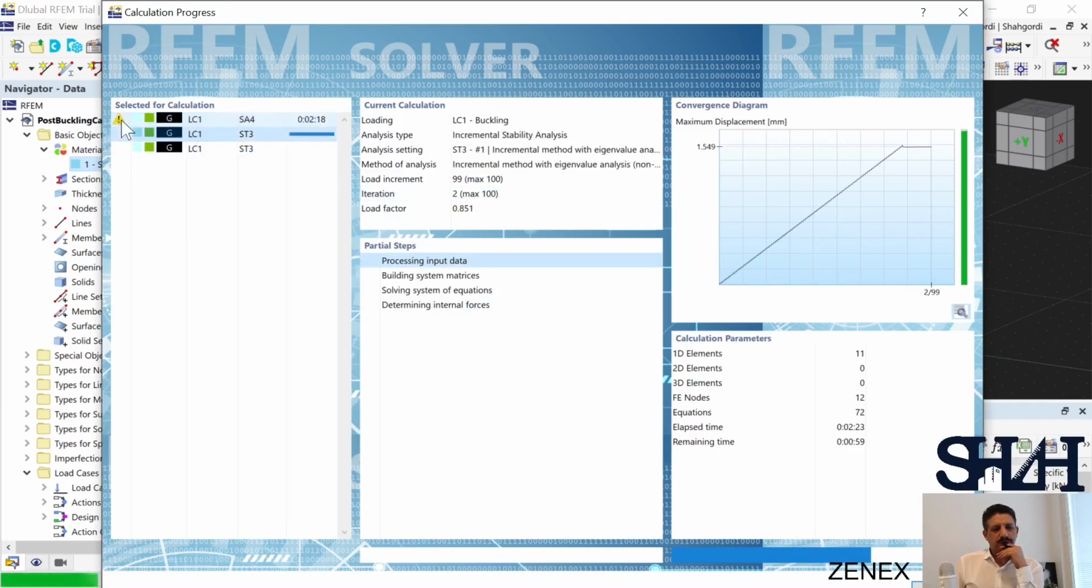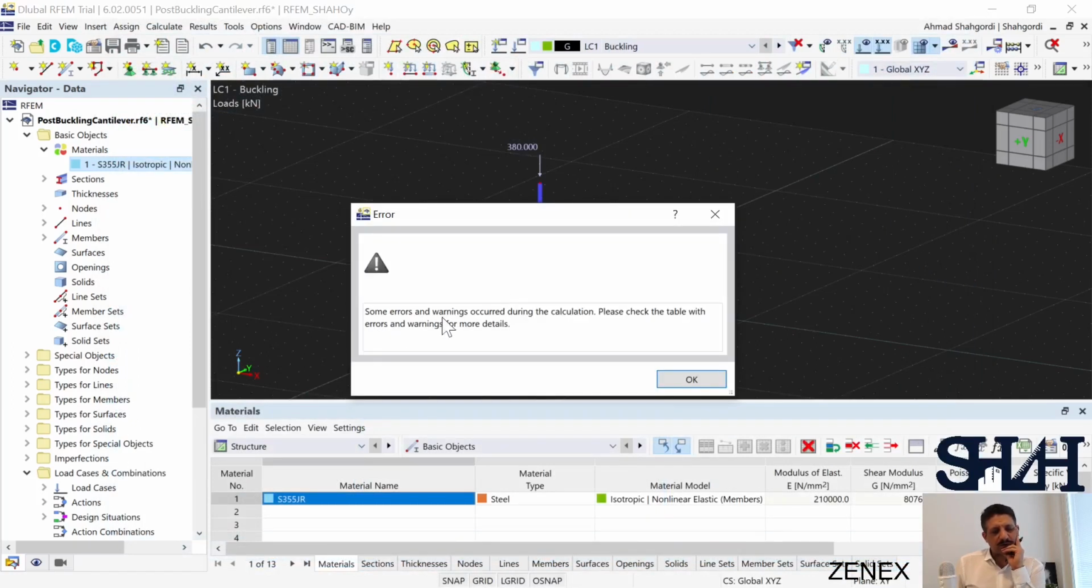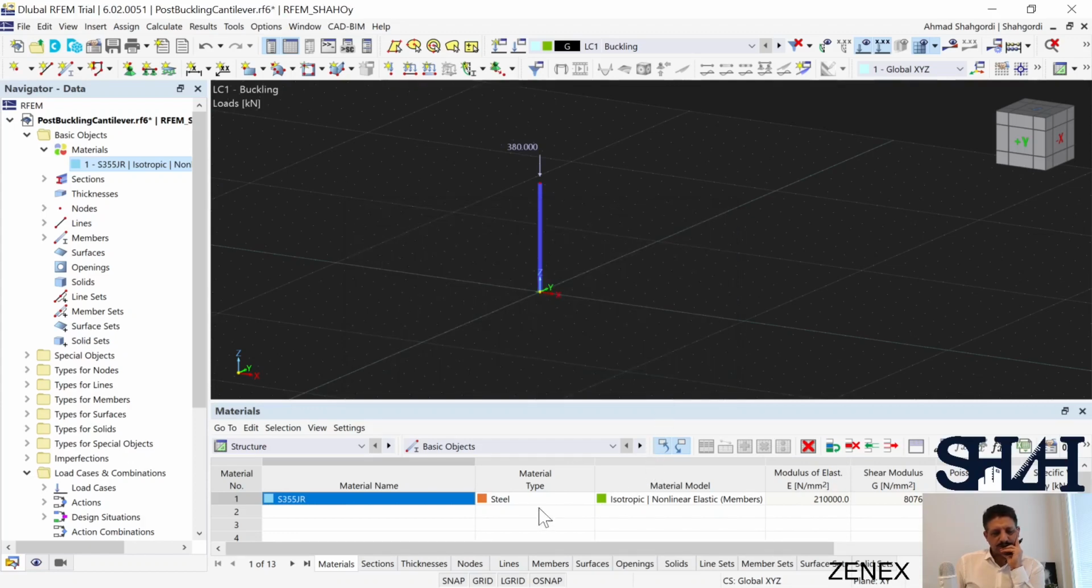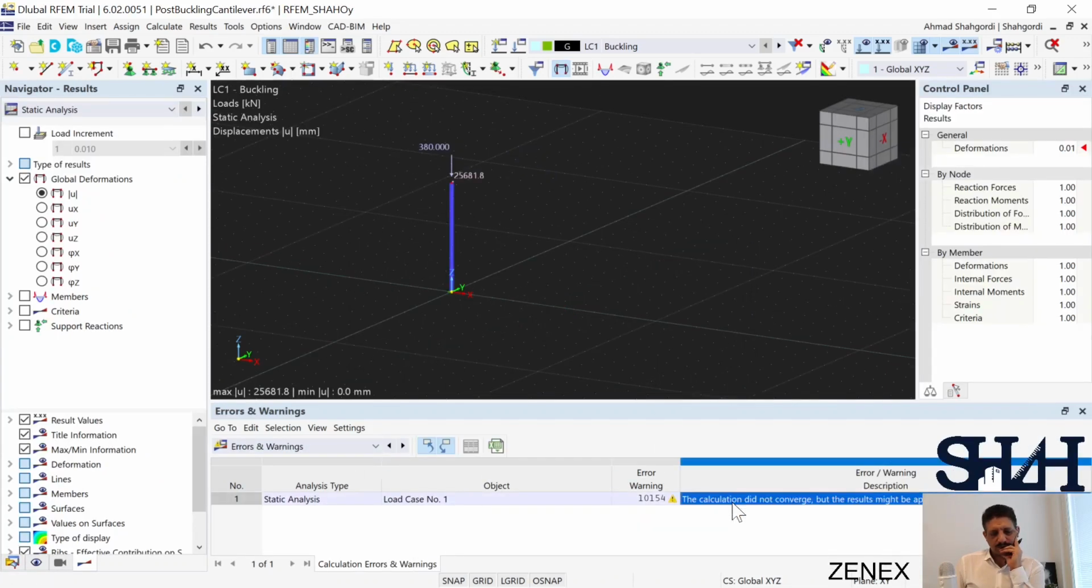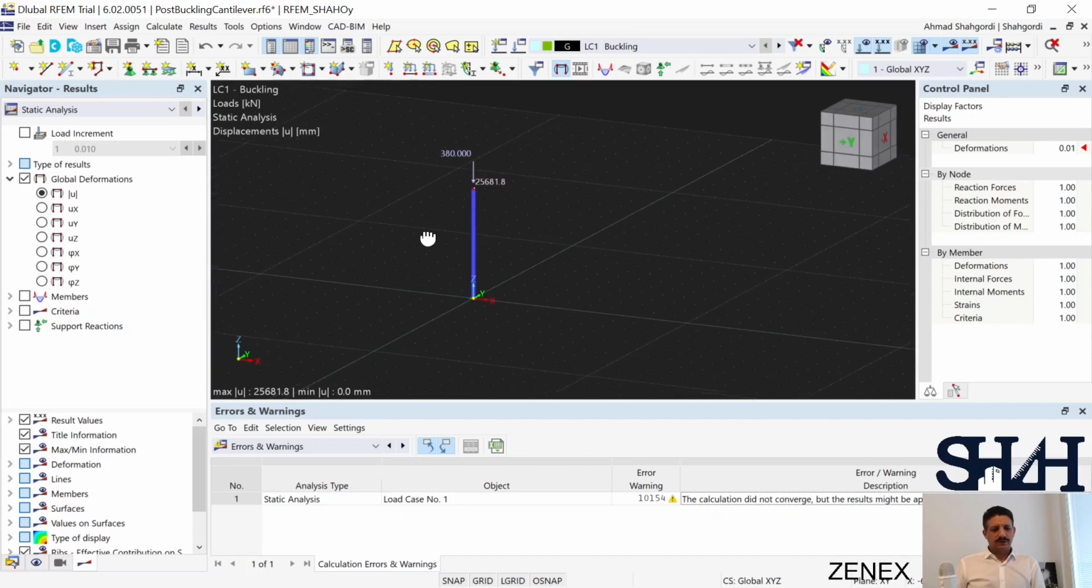Yes, we received a message. The message says some errors and warnings occurred during the calculation. Please check the table. So if we come to the errors, the calculation did not converge, but the results might be applicable. I don't think, in this case, it is. To achieve more precise results, increase the number of iterations or increments. So if we do so, as far as it is not stable anymore, you will see that it is not working.